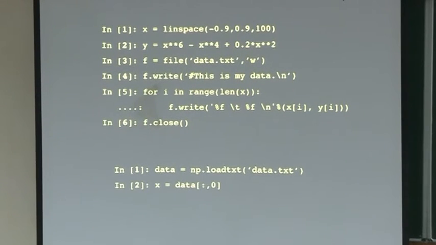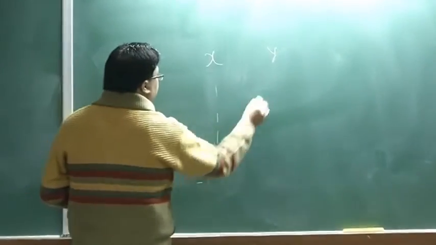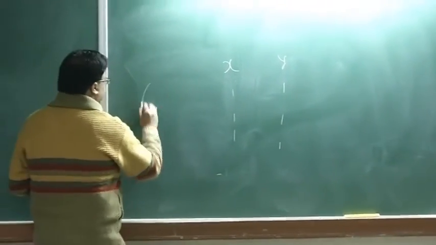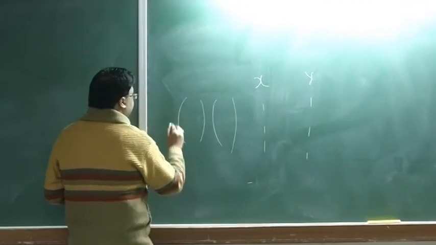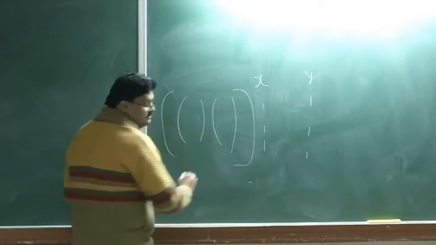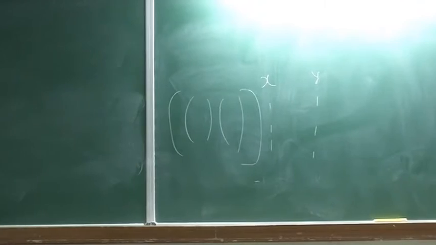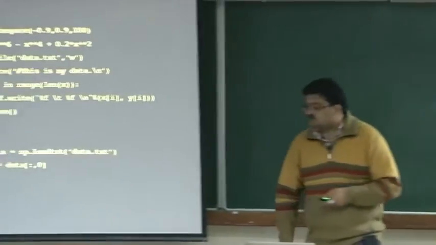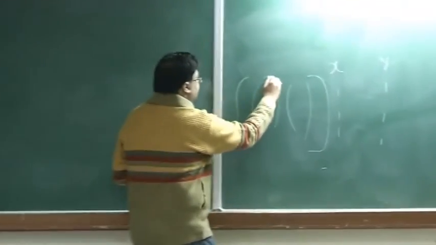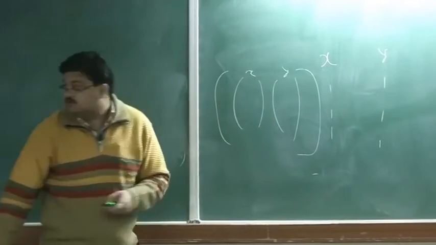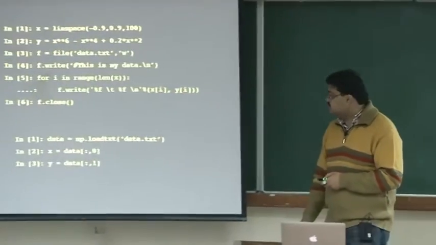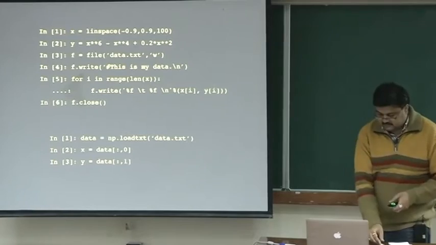If you have x and y data, these two vectors will be inside one array. So now you can use data[:,0], which will take the x data, and data[:,1] will take the y data. So I will demonstrate this.